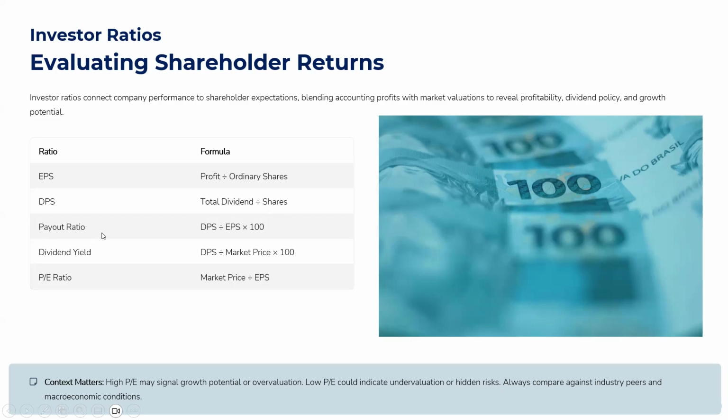Then the payout ratio is a combination of DPS, which is dividend per share, and your EPS. You divide dividend per share by EPS to get your payout ratio. This helps us to know your dividend compared to your earnings. If the payout ratio is high, it means that the company is paying more of the profit to the shareholders, and investors would like to invest in such a company.